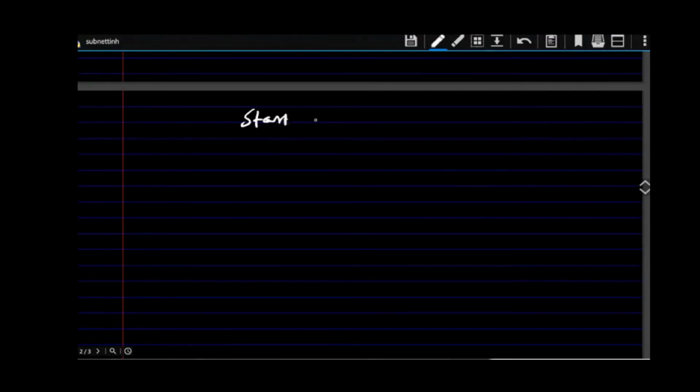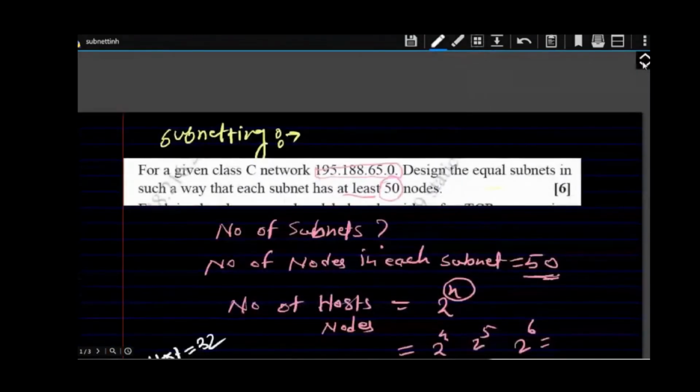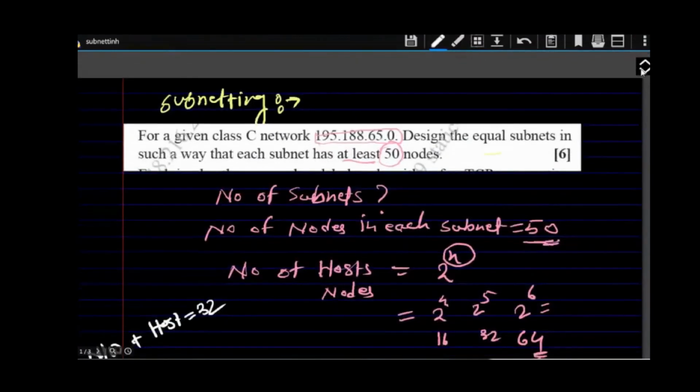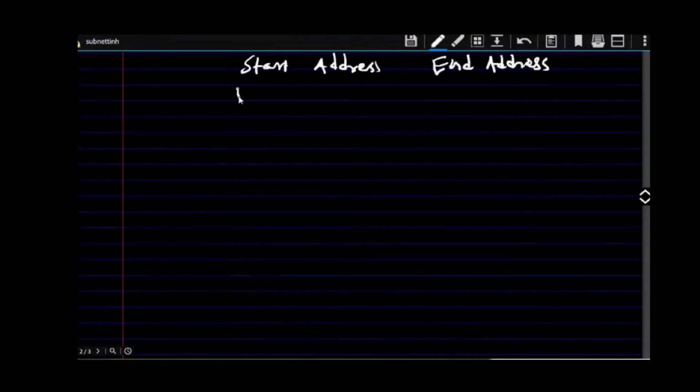Now we have to find the start address and end address in each of the subnets. So what is the initial address we had been given? 195.188.65.0. So this is the first address in the first subnet. Let me write subnet 1.